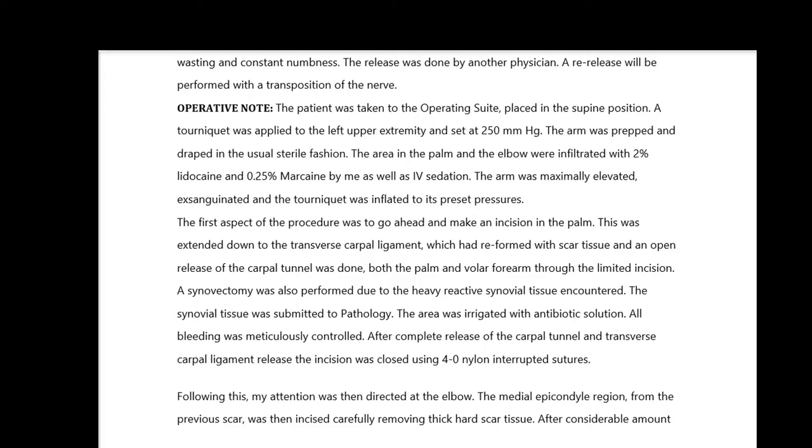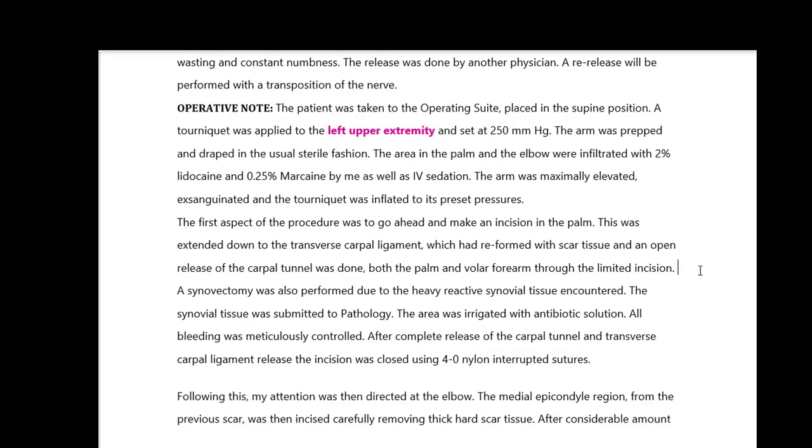The area in the palm and the elbow were infiltrated with 2% lidocaine and 0.25% Marcaine by me, as well as IV sedation. The arm was maximally elevated, exsanguinated, and the tourniquet was inflated to its preset pressures. That entire paragraph, what we really are looking at is this body part that's mentioned, the left upper extremity. That may or may not be what we're going to code, but it's definitely part of the body system.